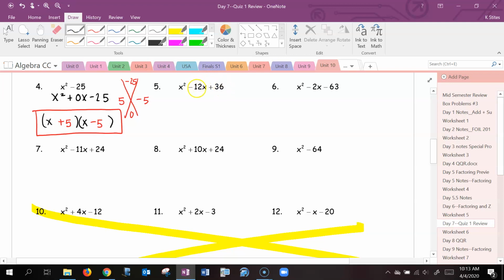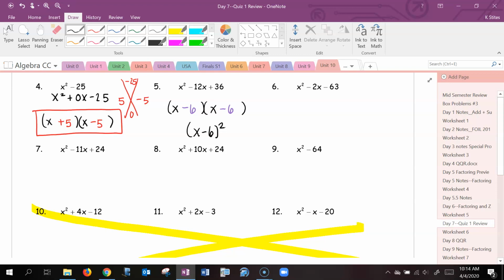Multiplies to 36, adds to negative 12. I'm going to set this up while you think about those numbers. So those numbers should be a negative 6 and a negative 6. And you can leave it like this, or as we've talked about, since these are the same thing, we can write this as an x minus 6 squared. Either answer is acceptable.